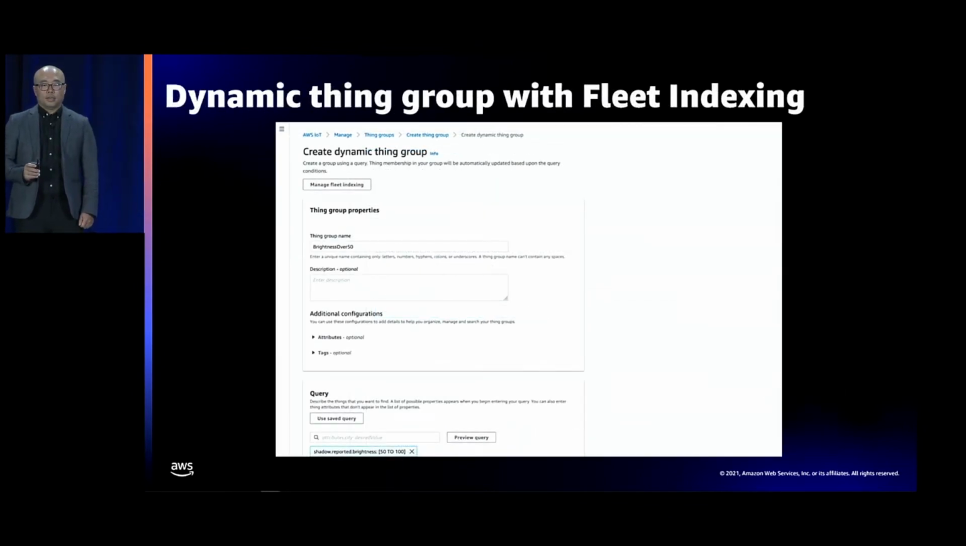Fleet indexing helps you to create dynamic groups to programmatically manage your devices. For example, you can create a dynamic group for brightness over 50. What this means is that whatever light bulbs have brightness over 50 will be automatically part of this group, instead of you manually assigning those devices to this group.